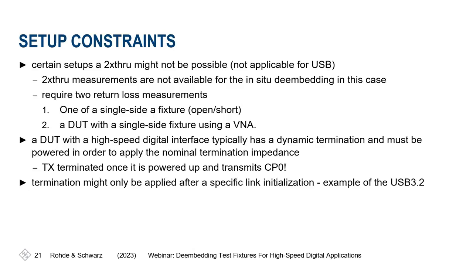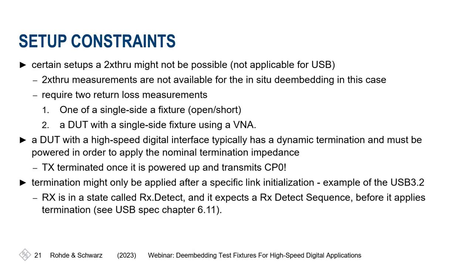The termination may only be applied after a specific link initialization. Using USB 3.2 as an example, there is on the receive side a state called RX detect. So the impedance is not matching initially, and it expects this specific sequence, which is a common mode pulse, before it applies termination. And I added the state in the standard where you can find this. And this might be difficult to implement with a VNA. Keep that in mind.